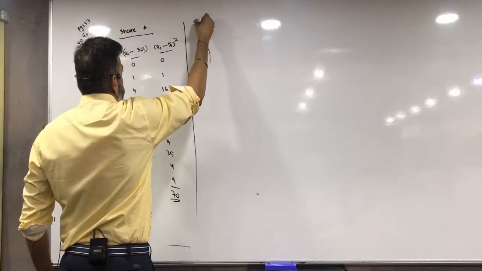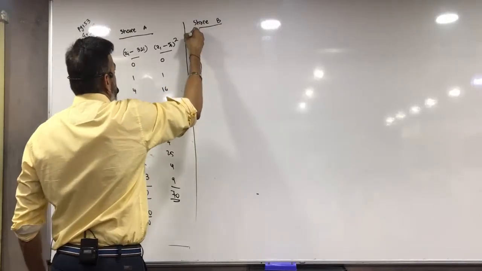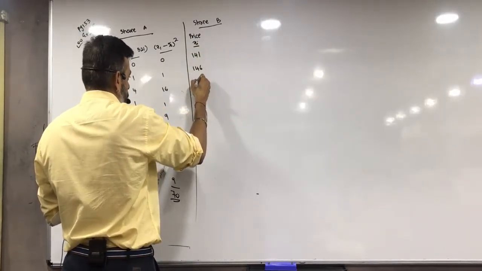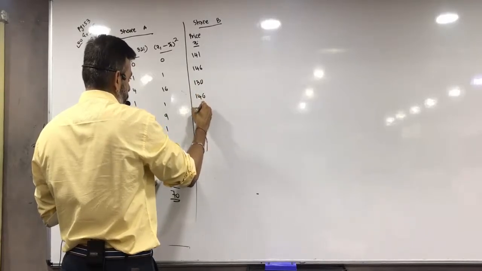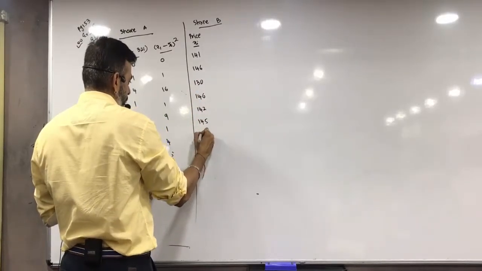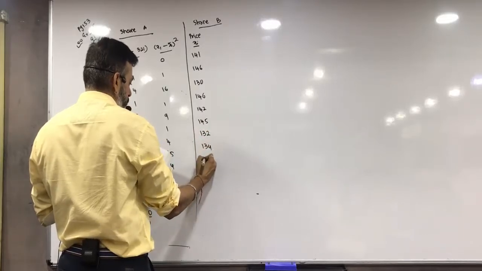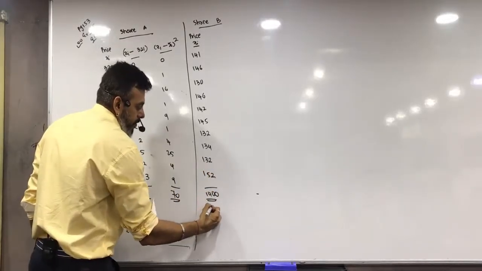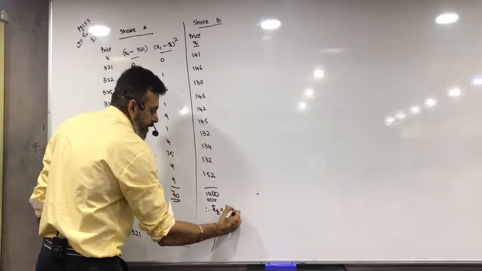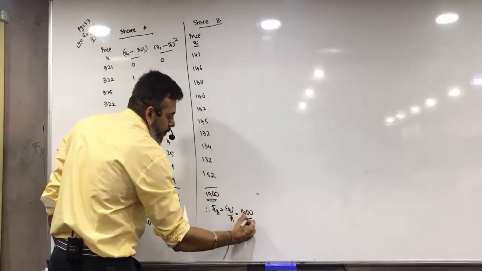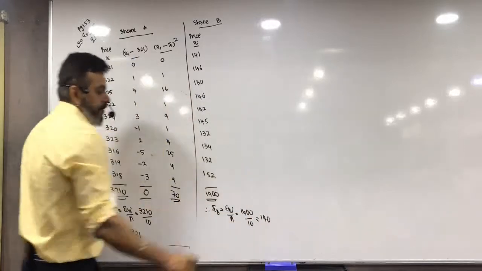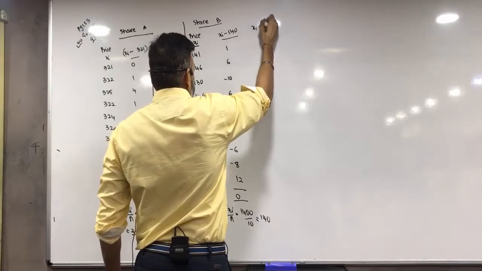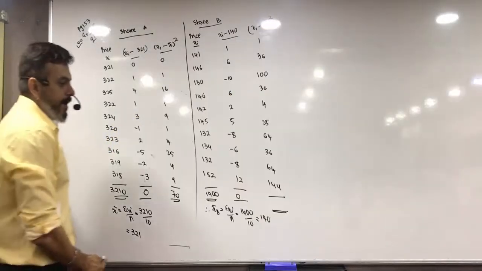Now we go for share B. Price xi 141, 146, 130, 146, 142, 145, 132, 134, 132, 152, total 1400. Therefore, x bar of B, sigma xi upon n, 1400 upon 10, is 140. Xi minus x bar, xi minus x bar the whole square, total 110.